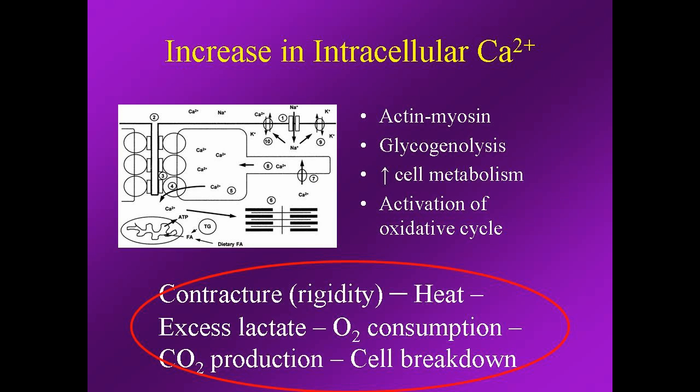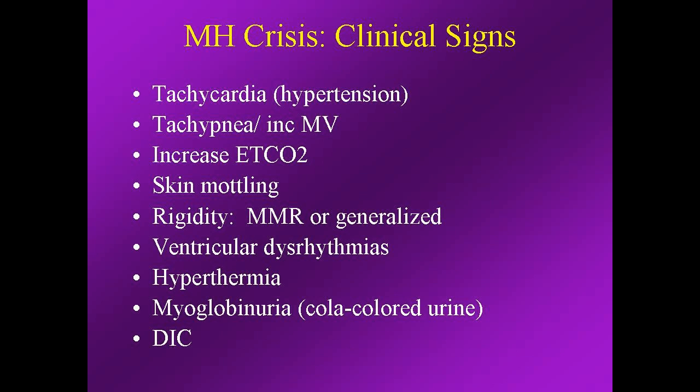You'll recall from our discussion of the pathophysiology of malignant hyperthermia that the increase in intracellular calcium concentration causes the downstream effects of malignant hyperthermia, including skeletal muscle cell contracture resulting in rigidity, heat production, excess lactate production, oxygen consumption and carbon dioxide production, and eventually cell breakdown. The initial signs of malignant hyperthermia in the operating room include tachycardia and hypertension, tachypnea and an increase in minute ventilation, and an increase in expired or end-tidal carbon dioxide, as we just discussed.